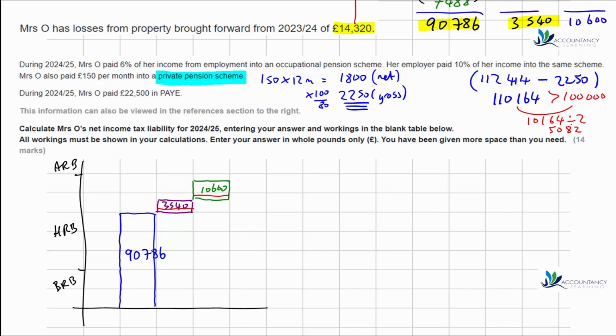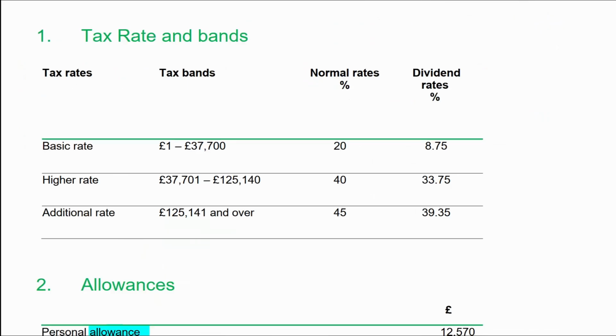So for the boundaries, when does the basic rate band become the higher rate band? When does the higher rate band become the additional rate band? Well, let's have a look at the tax tables to remind us. So the basic rate band becomes the higher rate band at 37,700, and then it becomes the additional rate band at 125,140. But remember, assuming that we've already deducted the personal allowance.